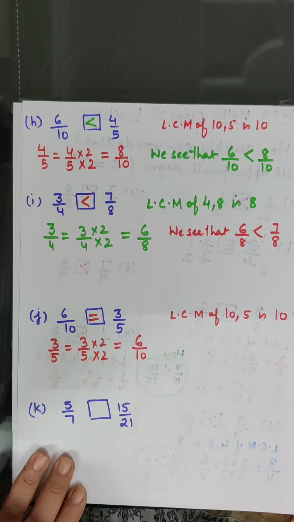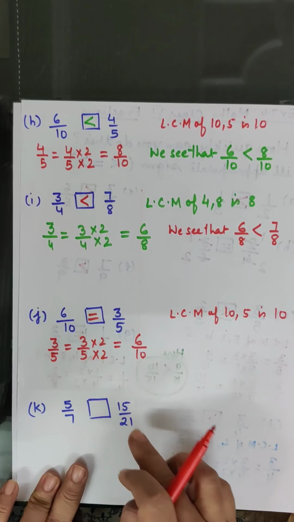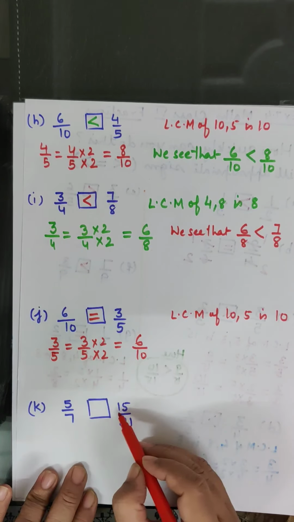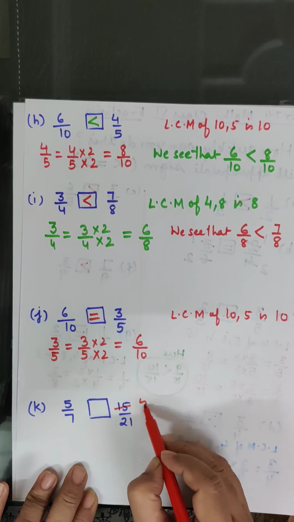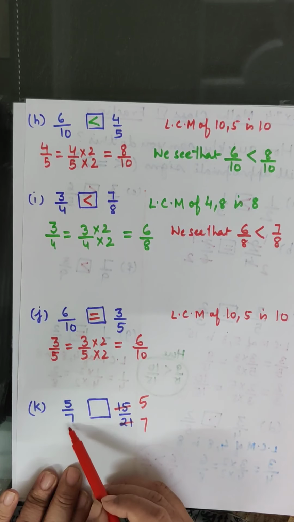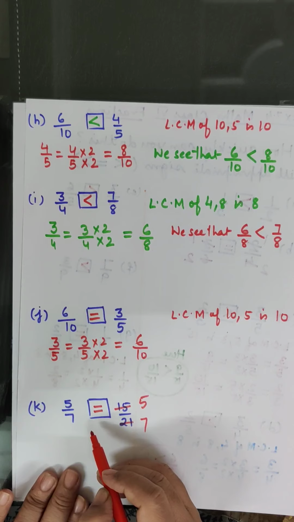Alright. Now coming to the k part. We have 5/7 and 15/21. ठीक है, तो इसको हम रिड्यूस करते हैं लोएस्ट फॉर्म में. 3 5 सा 15, 3 7 सा 21. Now you observe here 5/7, here 5/7. So we say that these are equal.